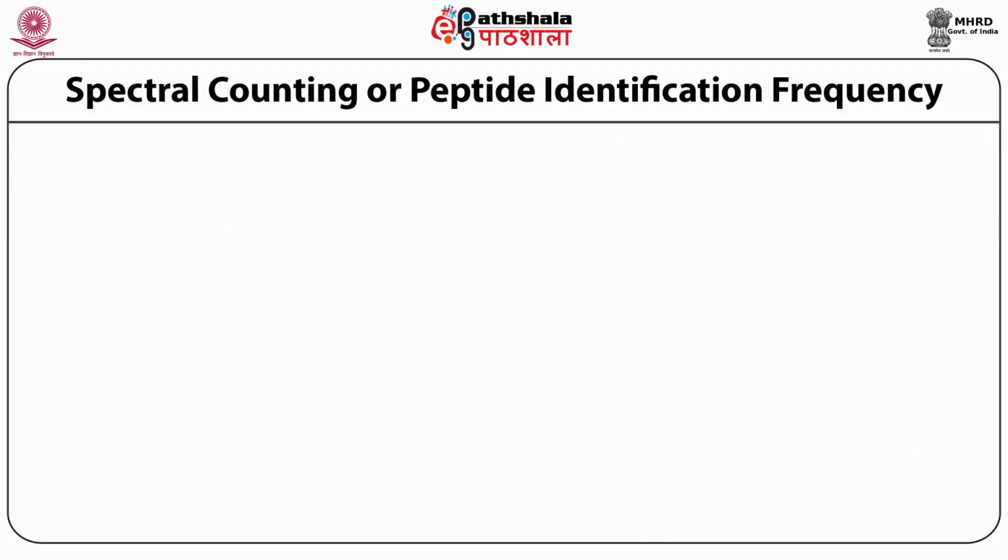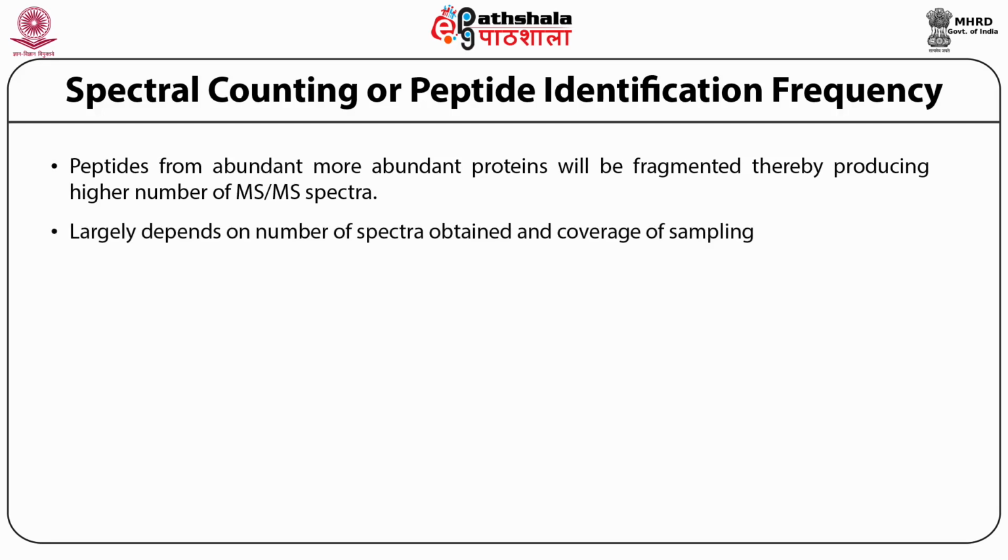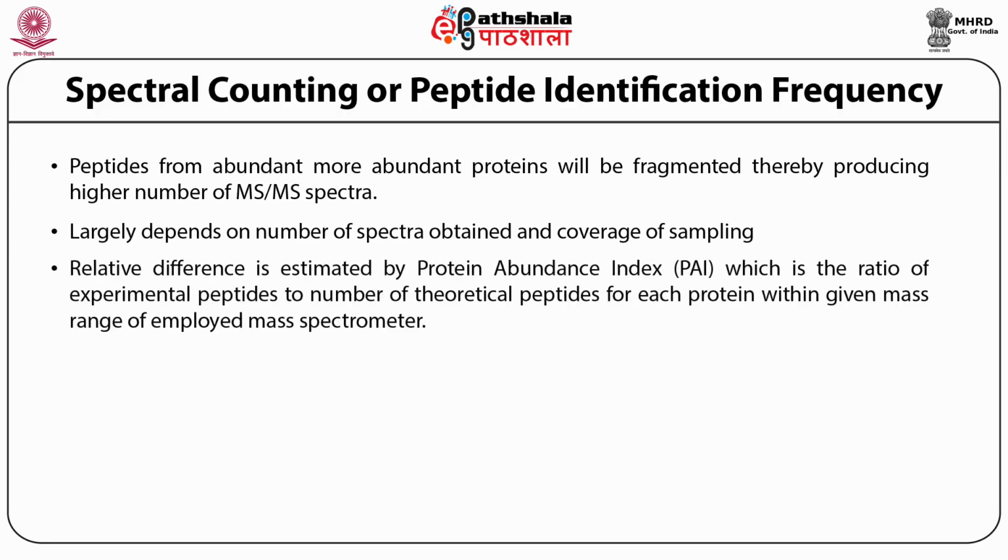Spectral counting is another label-free technique for quantification. It involves peptides from abundant proteins that will be fragmented, thereby producing higher number of MS/MS spectra. It largely depends on the number of spectra obtained and the coverage of sampling. The relative difference is estimated by protein abundance index, also called the PAI, which is the ratio of experimental peptides to the number of theoretical peptides for each protein within the given mass range of the employed mass spectrometer.